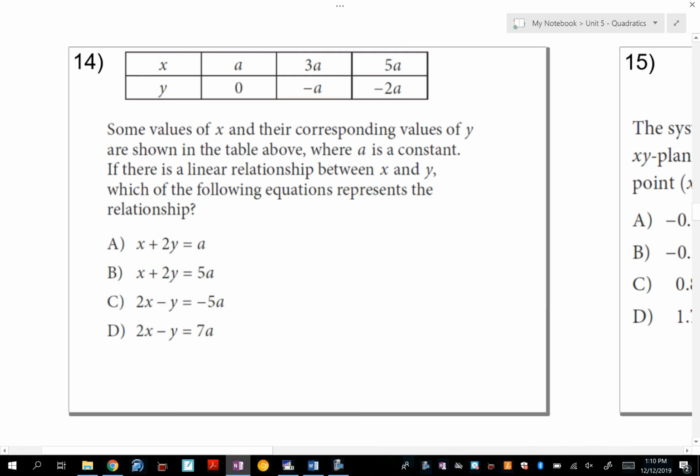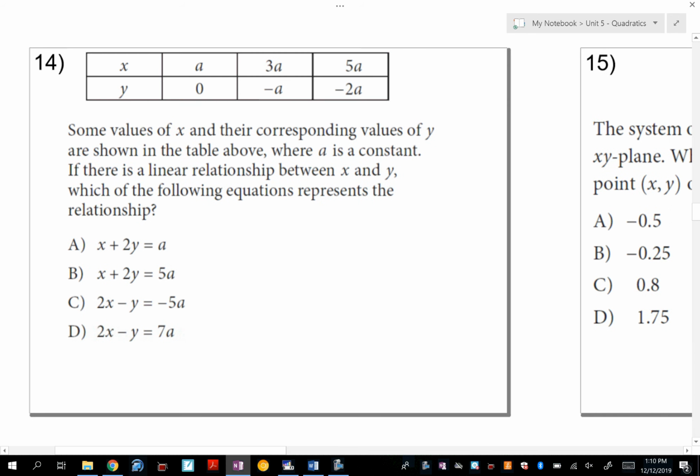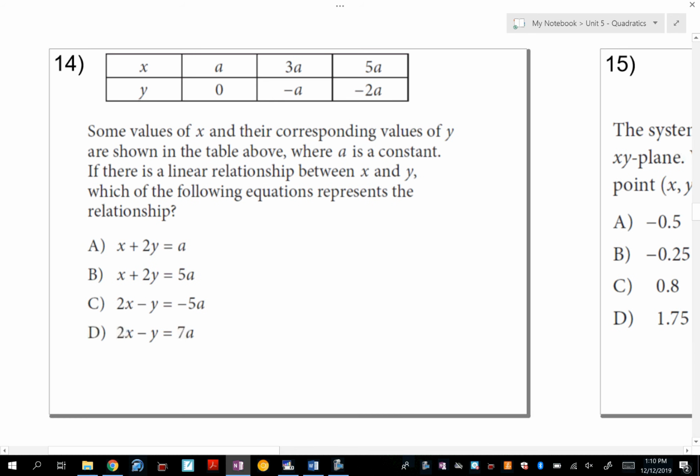Number 14. I have yet to figure out a really quick way to do this. So if you have figured it out, let me know offline. But for now, I'm going to show you the way that I did it. It gives you a table of x and y and says there is a linear relationship between x and y. So my first thought is if it's a line, then there's going to be a slope and a y-intercept.